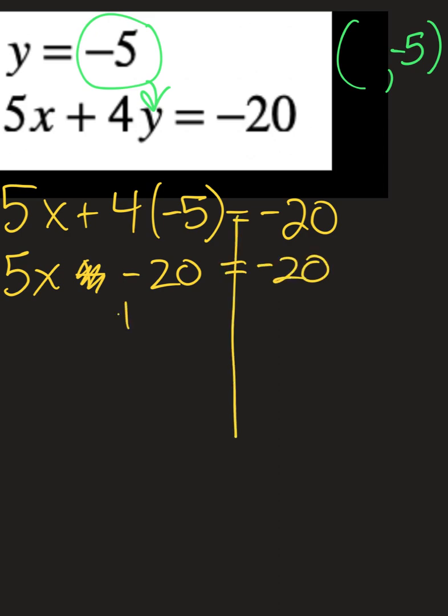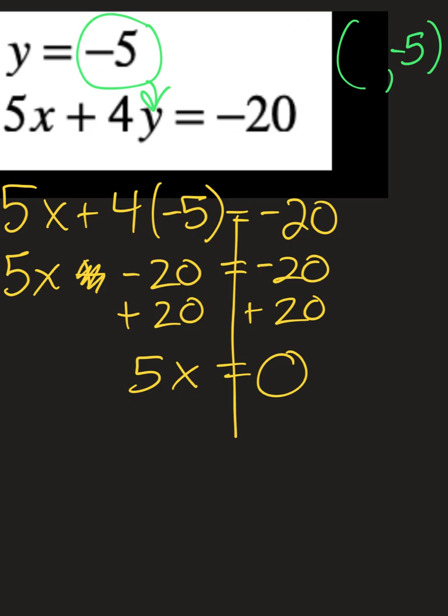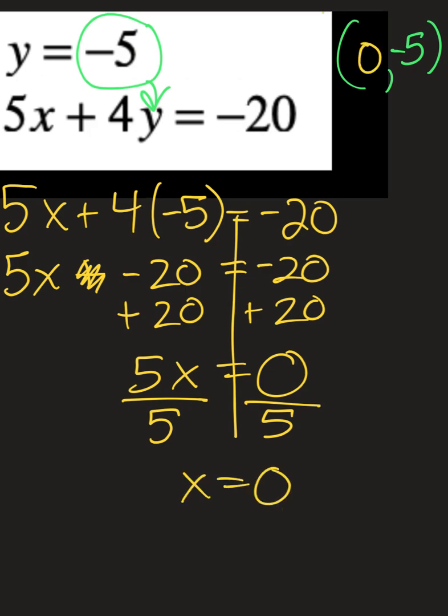And now to solve, I'll do inverse operations. I'll add 20 to both sides. 5x equals 0. But remember, 0 is a solution. So I'm going to divide by 5, and x equals 0. So my whole solution overall is 0, negative 5. And I don't have to necessarily plug this into anything else because we see clearly that y is already solved.